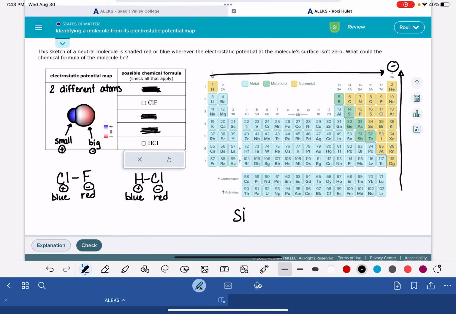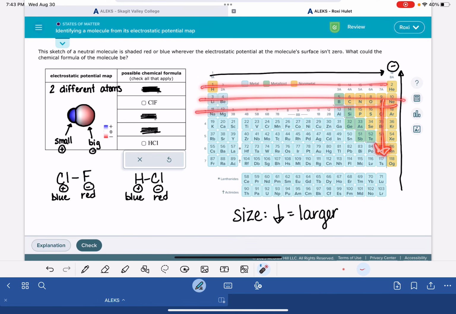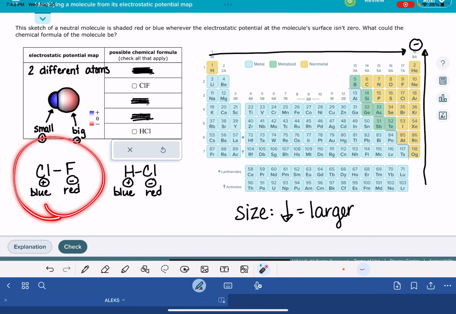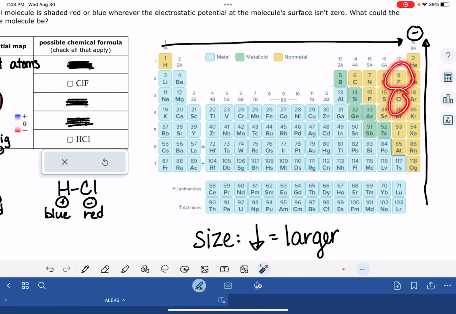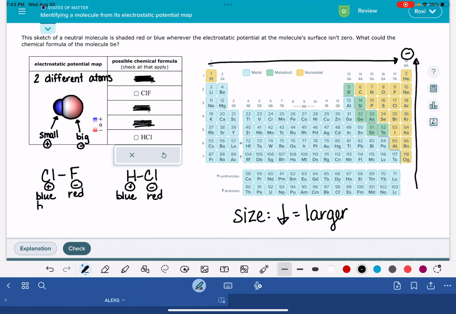So in terms of size, as you go down the periodic table, the atoms get larger and larger and larger. And this is true not just for atoms that are in the same column, it's just in terms of looking at the different rows on the periodic table. So for chlorine and fluorine, as you go down the periodic table, the atoms get larger. So that means that chlorine is larger than fluorine. So chlorine is our big atom and fluorine is our small atom in this particular molecule.